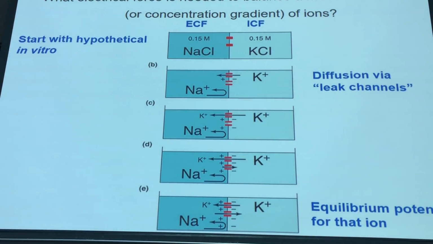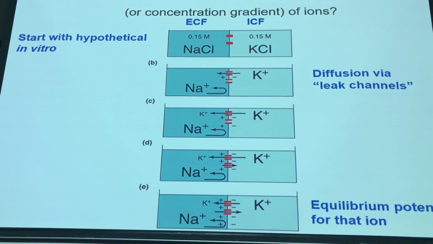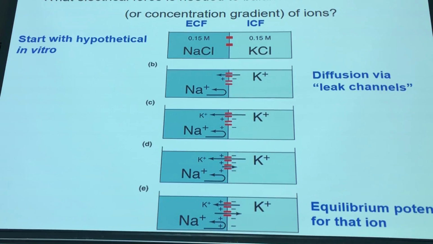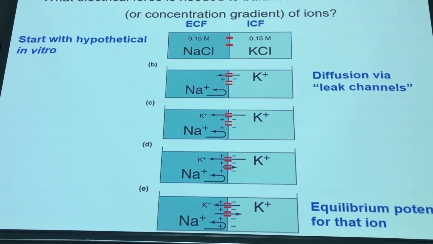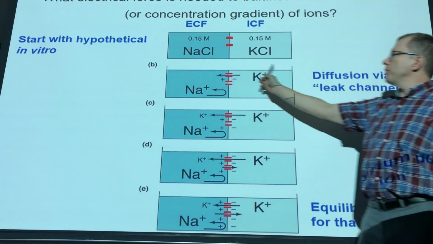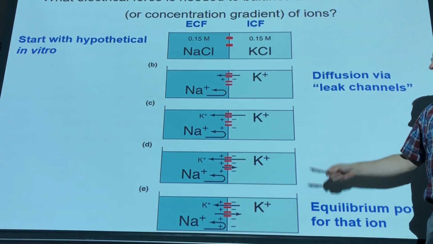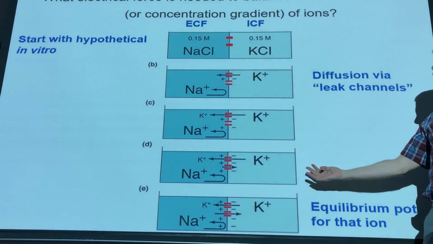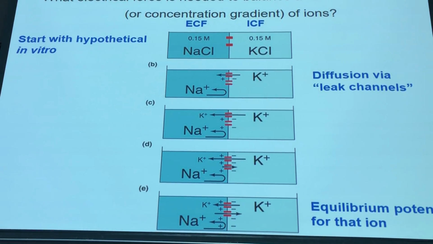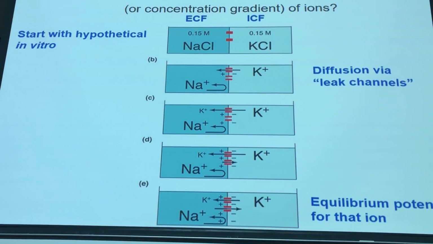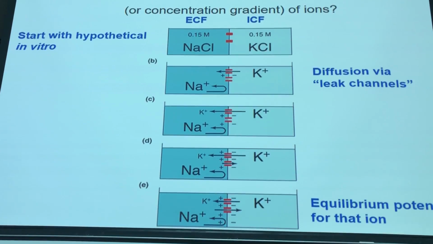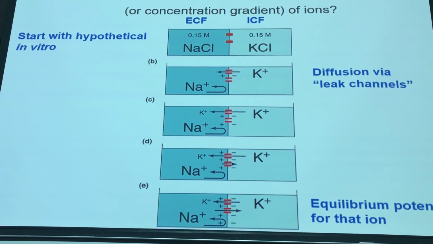Okay, so that back and forth happens until the system reaches equilibrium. So you have a concentration component, you have an electrical component, and you kind of have this secondary electrical component, and all of this goes on until the ions stop moving, and you have equilibrium. And that equilibrium is the equilibrium potential for that ion.